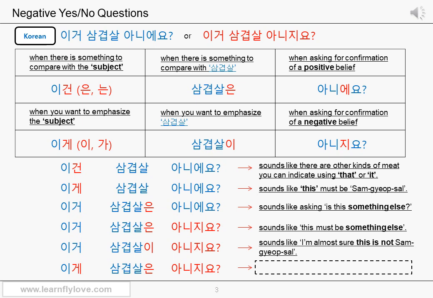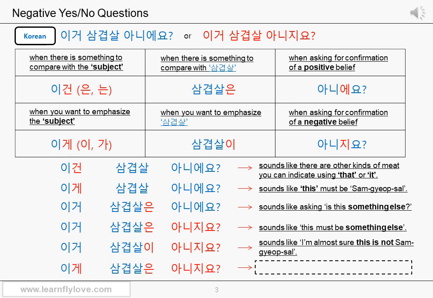Let's add a subject particle 이 to 삼겹살 and use 아니지요. 이거 삼겹살이 아니지요? Needless to say, it sounds like you want to get the confirmation of a negative belief because of the predicate 아니지요. And because you emphasize 삼겹살 with a subject particle 이, it sounds like you are almost sure this is not 삼겹살. Now you understand a little bit about the meaning of emphasizing. It depends on the context though. Let's see the next one.